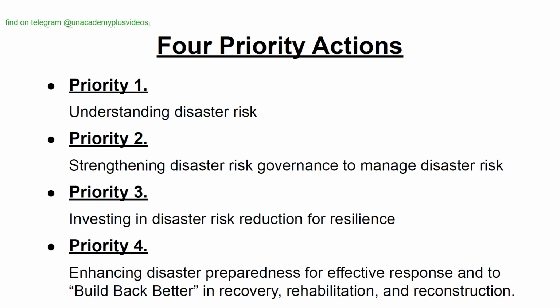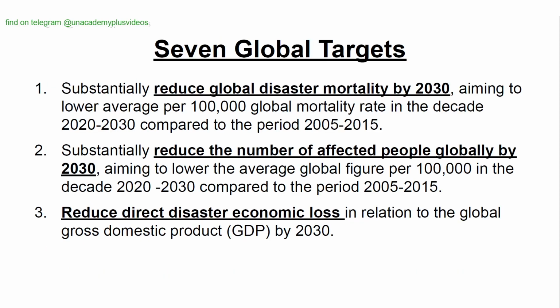Four priority actions. Priority 1: understanding the disaster risk. Priority 2: strengthening the disaster risk governance to manage disaster risk. Priority 3: investing in disaster risk reduction for resilience. Priority 4: enhancing disaster preparedness for effective response and to build back better in recovery, rehabilitation, and reconstruction. Seven global targets.